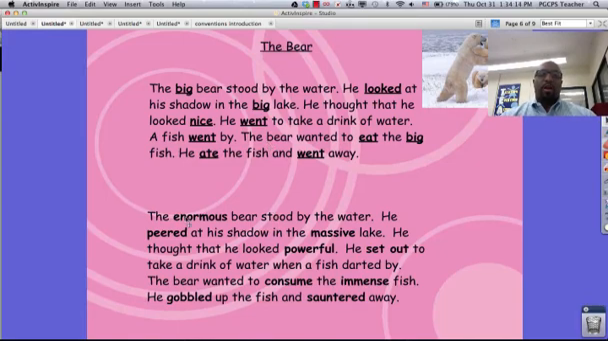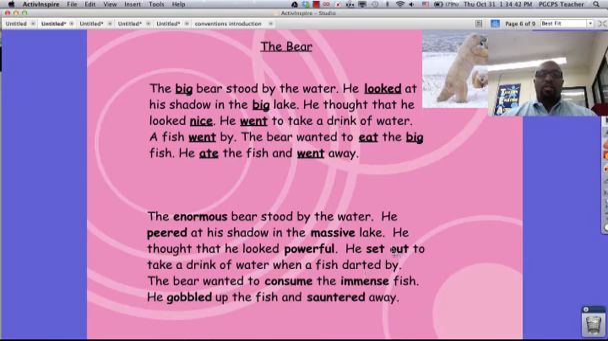The enormous bear stood by the water. He peered at his shadow in the massive lake. So you see how we substitute, instead of saying looked, we use peered. Instead of saying the big lake, we use the word massive. He thought he looked powerful. He set out to take a drink of water when a fish darted by. So instead of using went, we use darted. Instead of saying he went, he set out.